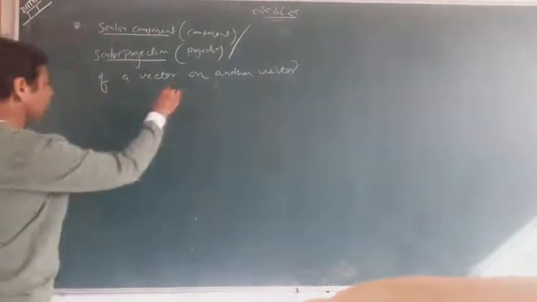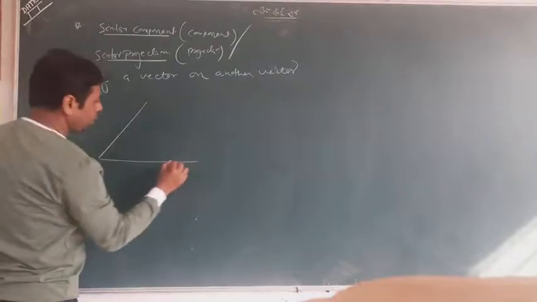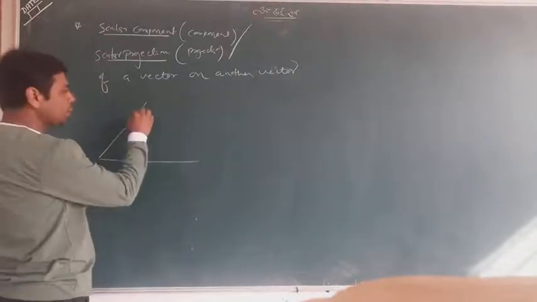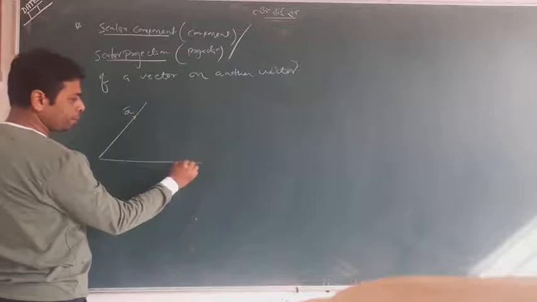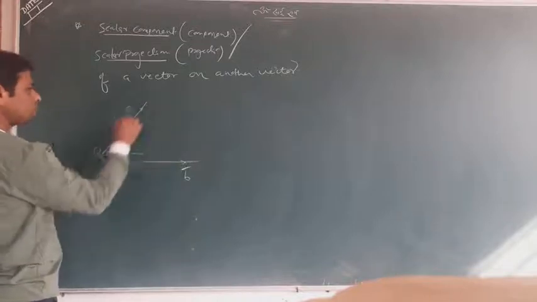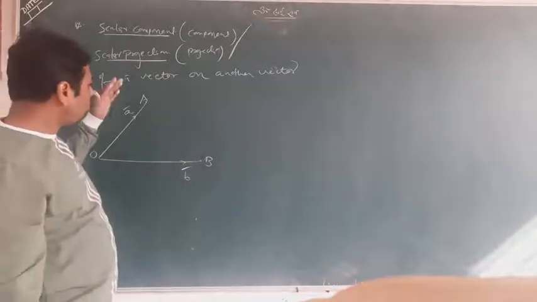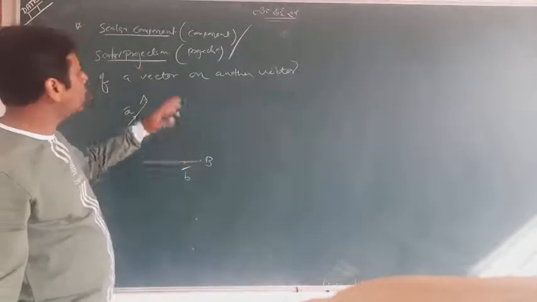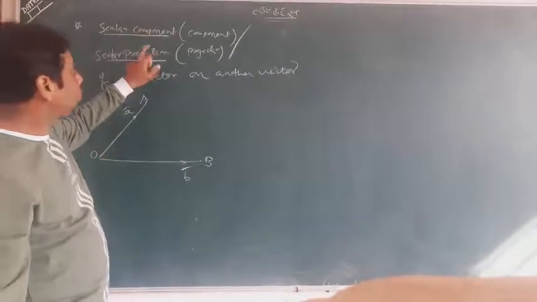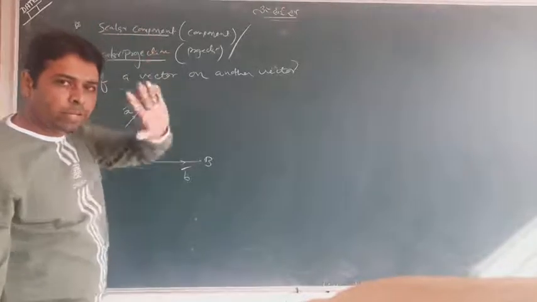Look at it again. These are the two vectors. Suppose it is A and it is B. O, suppose it is A and it is B. So OA is A, OB is B. We are finding components or projection. Scalar meaning I will tell you.